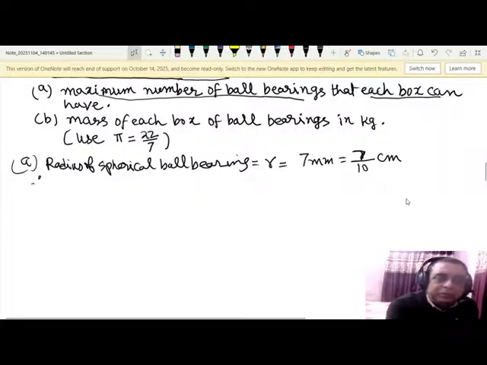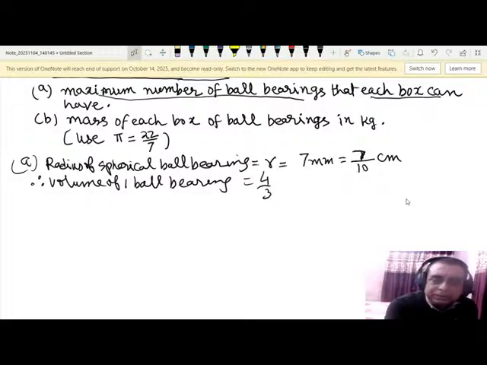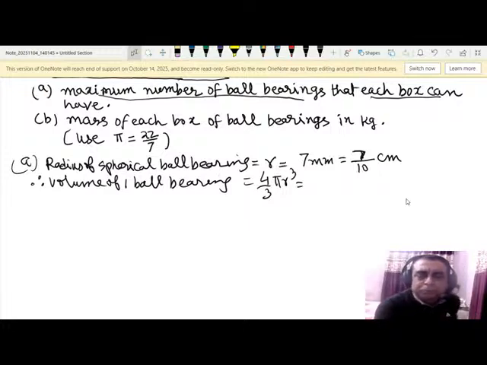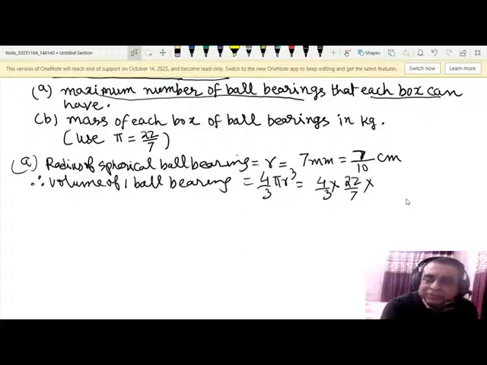So what will be the volume of one ball bearing? The volume of one ball bearing, which is spherical in shape. So the formula of the sphere is 4 by 3 pi r cube. Now find out its value by putting the values of each letter. So it is 4 by 3, pi value is 22 by 7 times r cube, which is 7 upon 10 multiplied with 7 upon 10 multiplied with 7 upon 10.